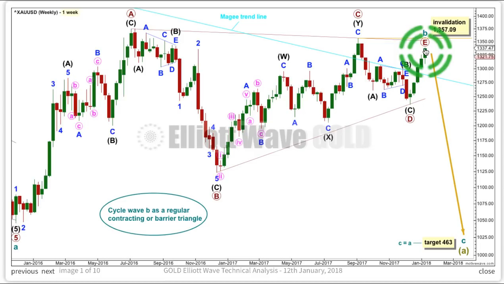This is entirely possible. It could be over at Friday's high. We could see a quick reversal and a huge wave down beginning. The most common Fibonacci ratio for wave C to exhibit would be equality in length with A. That's why I've used this calculation to calculate a target at 463. For an Elliott wave triangle, wave E may not move beyond the end of wave C above 1357.09.